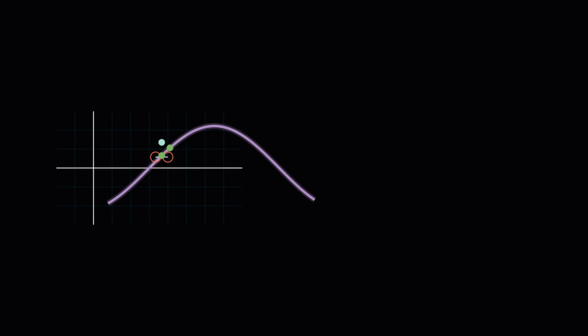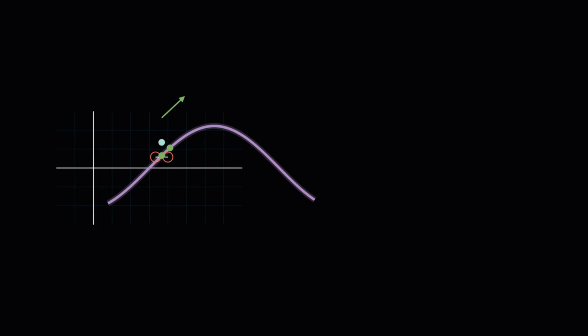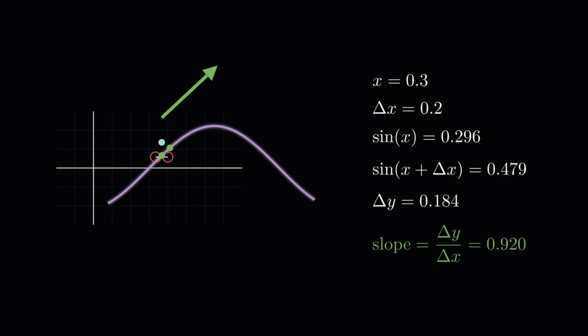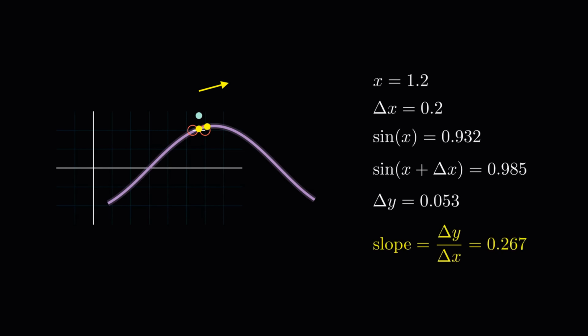Let's consider this example. At the first location, near point 3 on the horizontal axis, the surface rises only slightly as we move forward. The measured change in height is small, and the gradient appears as a green arrow, pointing gently uphill. As we move to a new position around 1.2, the surface rises faster over the same step. The gradient grows, turns yellow, showing a stronger uphill direction.